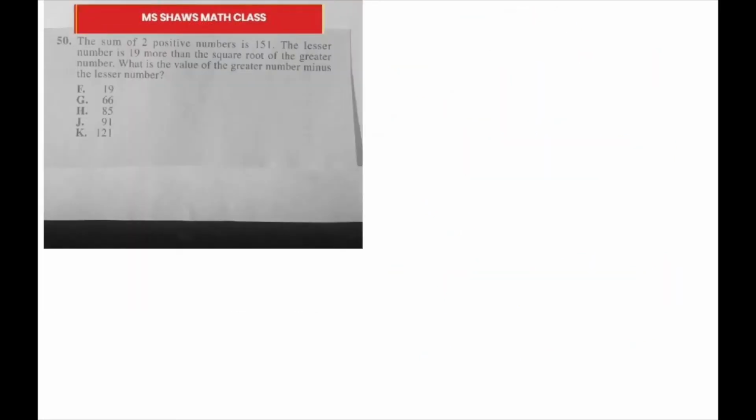All right. Now for this one I would consider one of the harder problems. So basically we have the sum of 2 positive numbers, which is 151. So I'm going to put A plus B equals 151. The lesser number is 19 more than the square root of the greater number. What is the value of the greater number minus the lesser number? So I'm going to let A be the greater number, and I'm going to let B equal the lesser number.